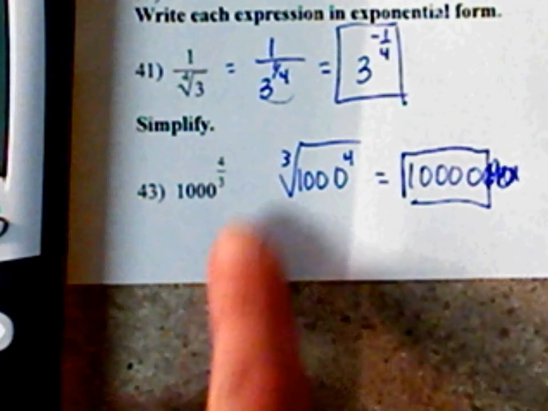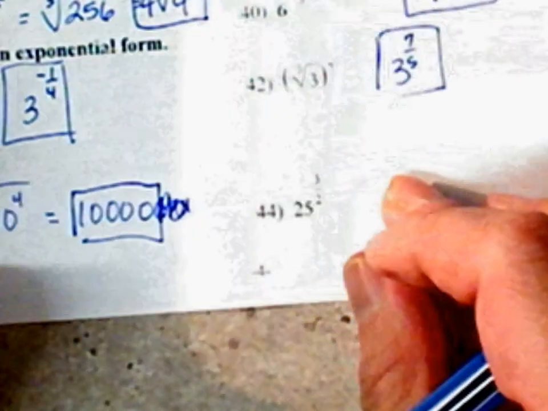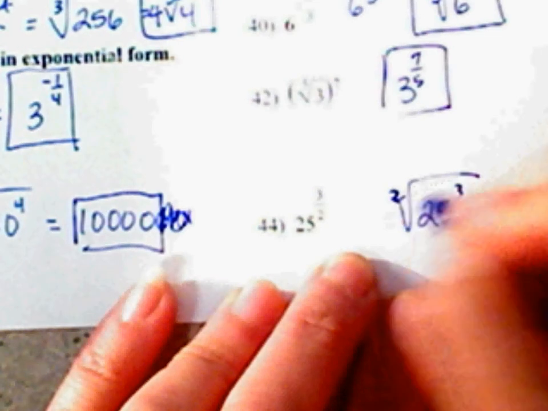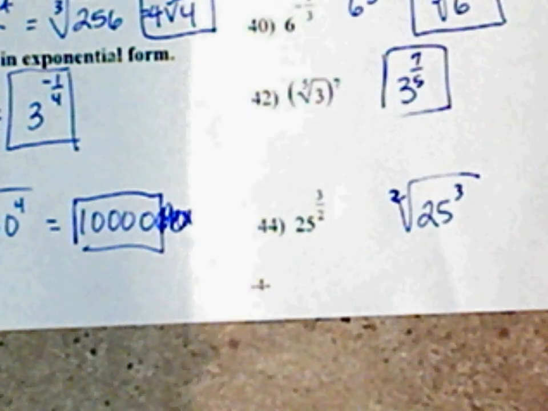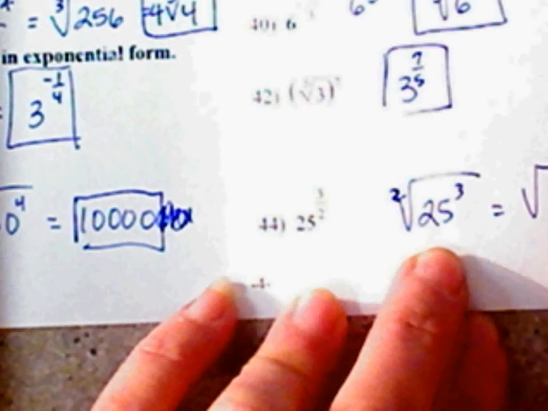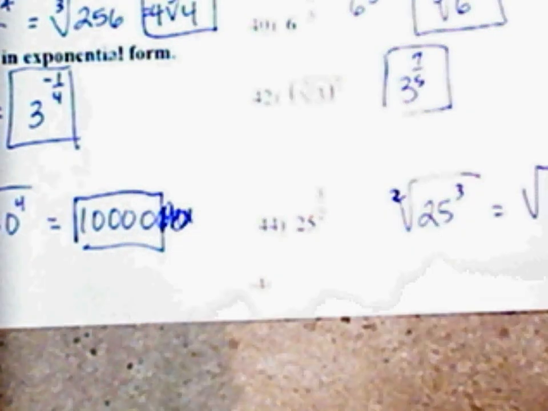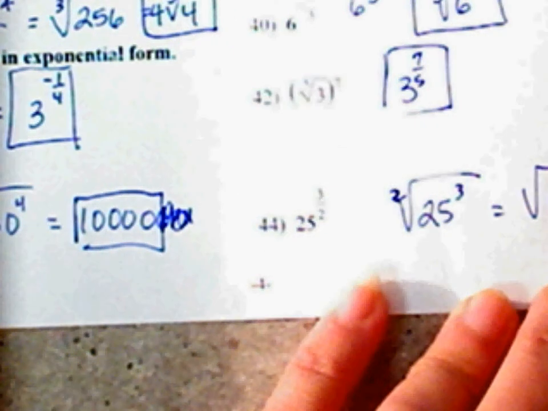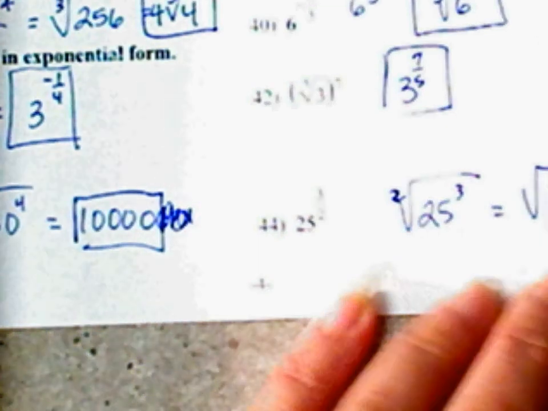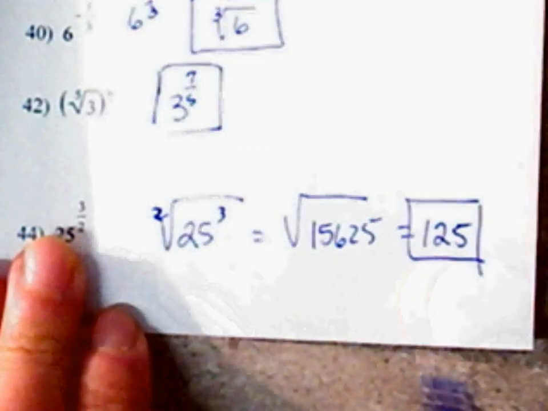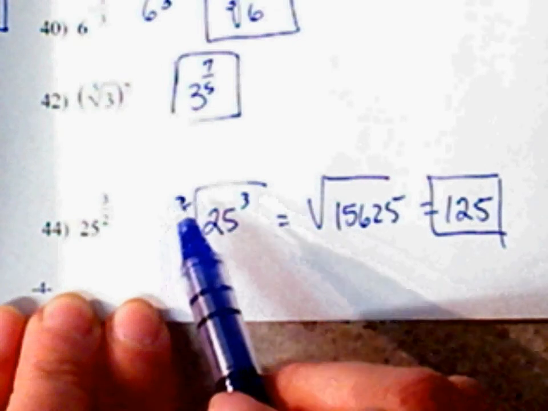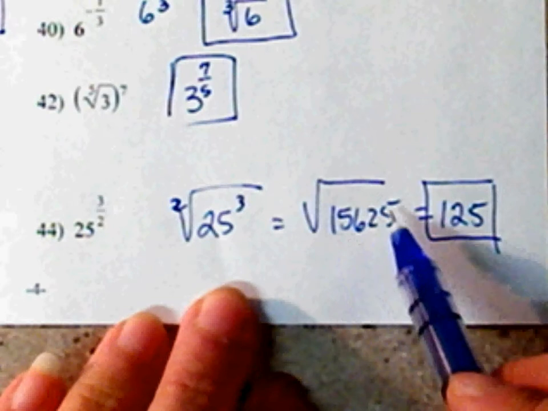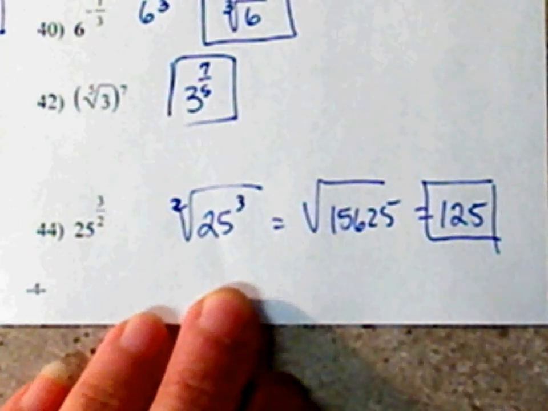Number 44. Here we go. 25 to the 3rd with a square root. Okay? 25 to the 3rd power, which comes out to be 15,625. Take a square root of that, and that comes out to be 125. Oops, let me move it over. My apologies. 25 to the 3rd power, a square root of it, okay. 25 to the 3rd is 15,625. Take a square root and it comes out to be 125. Good luck on your tests, okay?